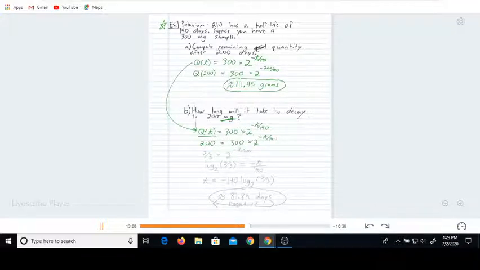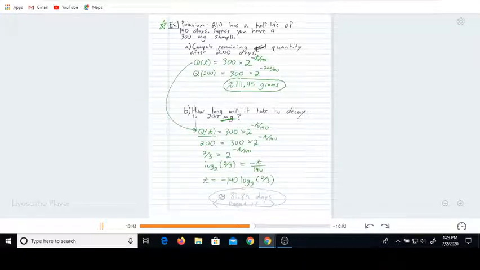To solve an exponential equation, we're going to change it to a logarithm. First, we need to isolate, so we can divide both sides by 300. Then we're going to go ahead and change it to a logarithm. So that's log base 2 of 2/3 equals negative t over 140. Again, key skill set there, being able to change exponentials to logarithms. And then we want to get t by itself. So that's going to be negative 140 times log base 2 of 2/3, just multiplying both sides by negative 140.